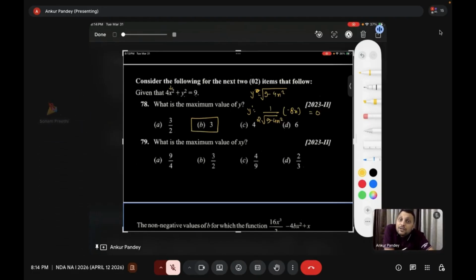Now they are asking what is the maximum value of x into y. Understood? What is the maximum value of x into y? How will you find x into y? So you will say, sir, x into y can be written as x root 9 minus 4x square. Are we clear? Same. Hence I said that I'll do.